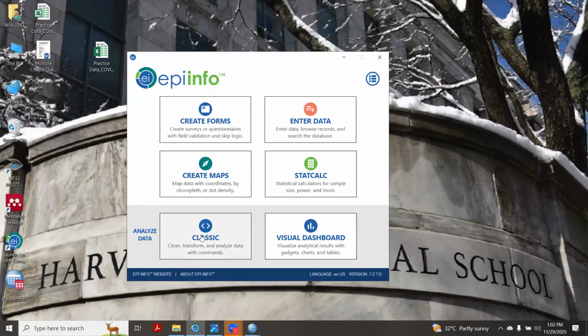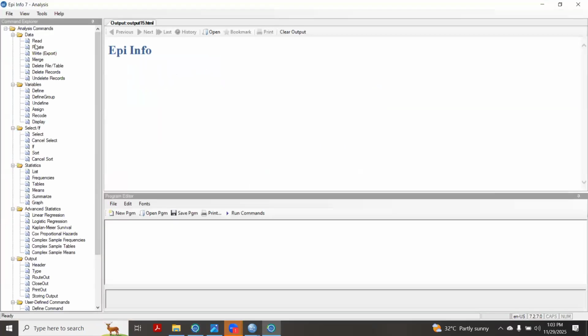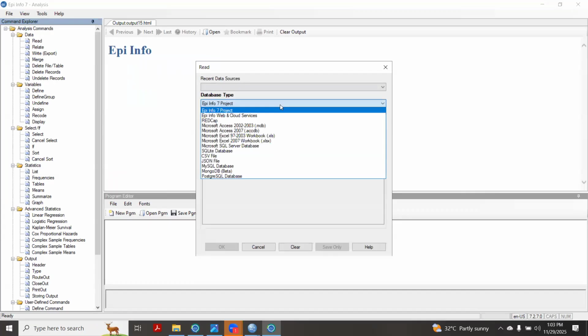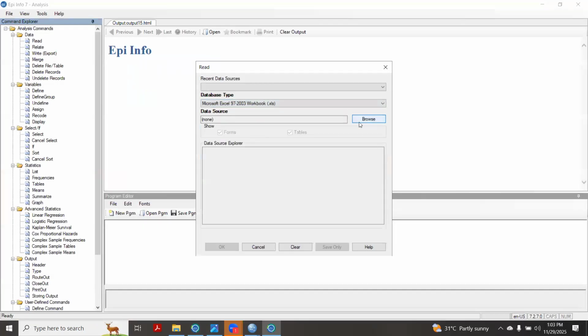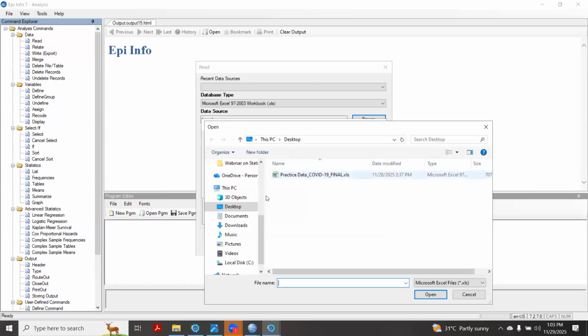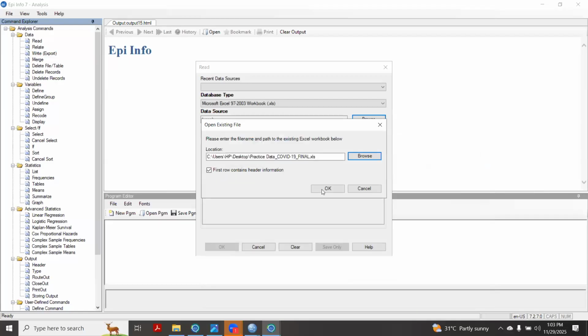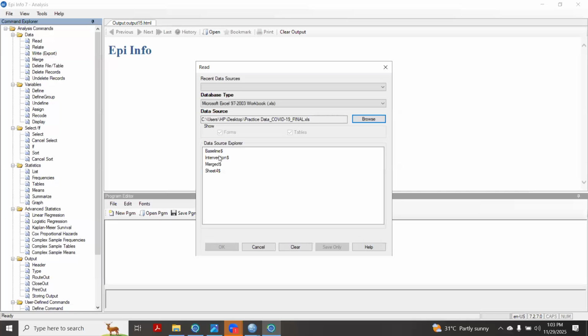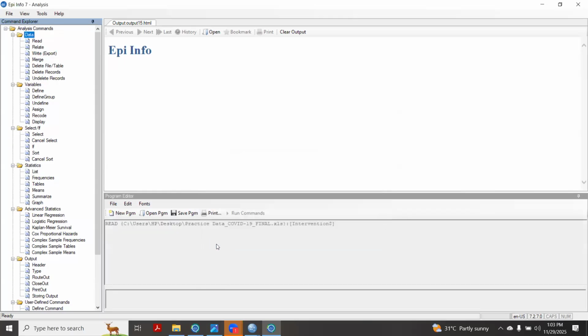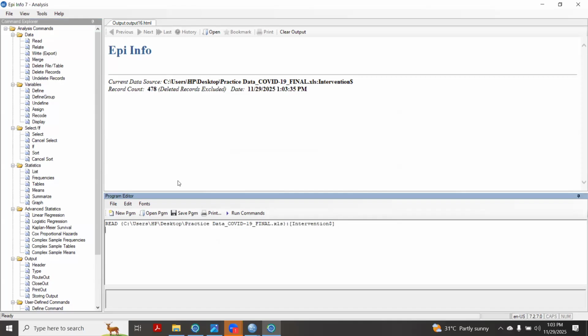So we're able to come here, which is the analysis aspect, and we were able to load the data using read. Then we're able to choose the format our database was saved, which is Excel 97-2003 format. And we're able to locate where our source document is, which for me, I saved it on the desktop, and we open it and okay. So we're actually working with a sheet intervention because that is where our data is saved. So we open it and we're ready to analyze.